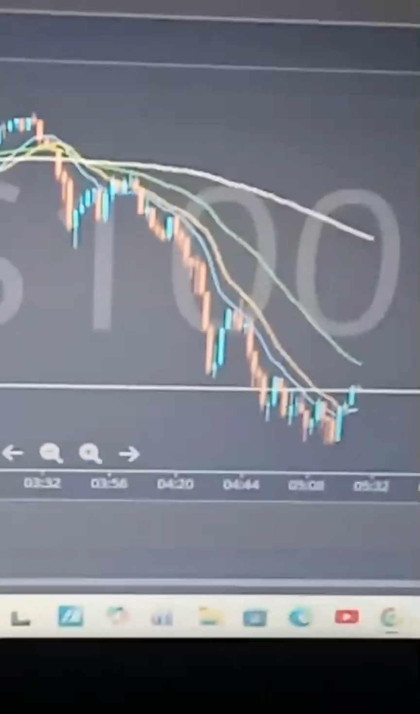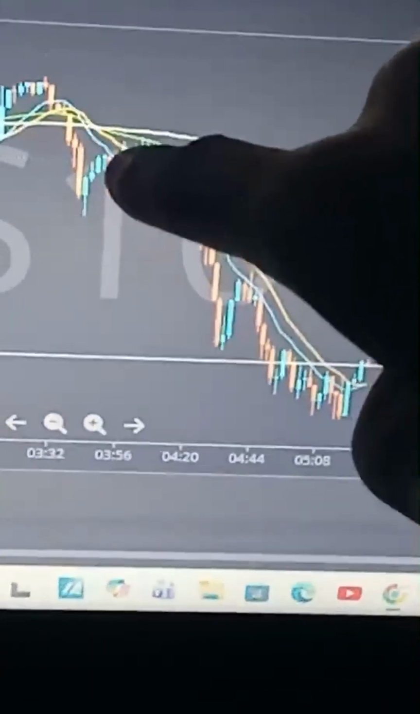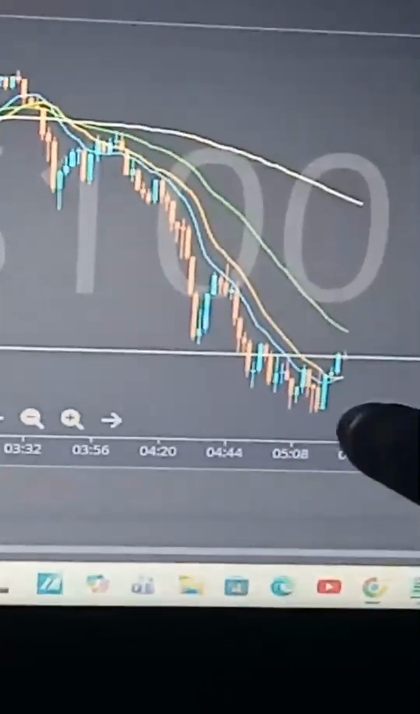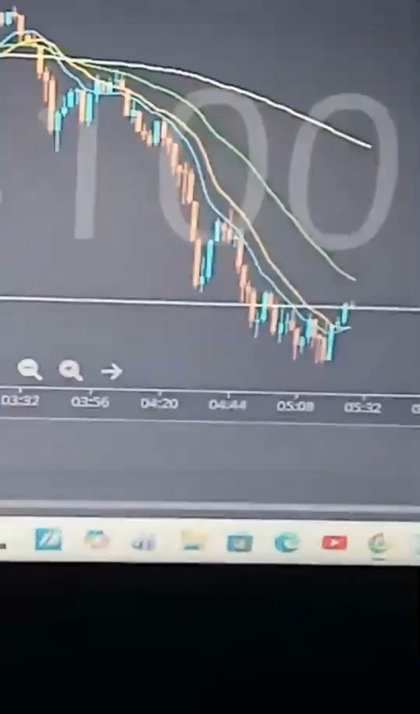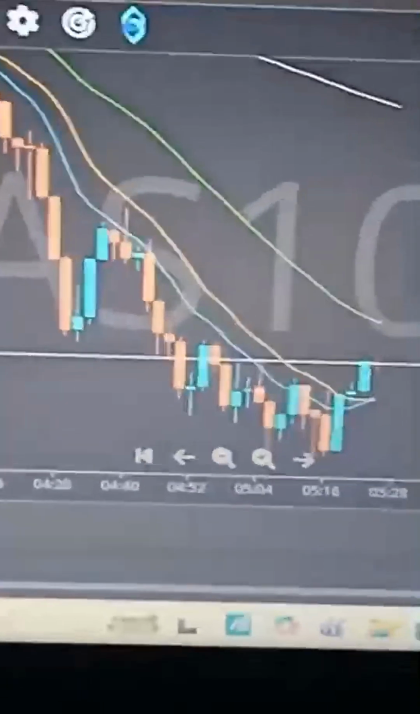Look, NOS 100. You could have caught this right now with NOS 100. Blue underneath the orange moving average. Price was going down the whole time. Moving averages do nothing but trail the direction the price is going. And this is actually good. You get to see this.